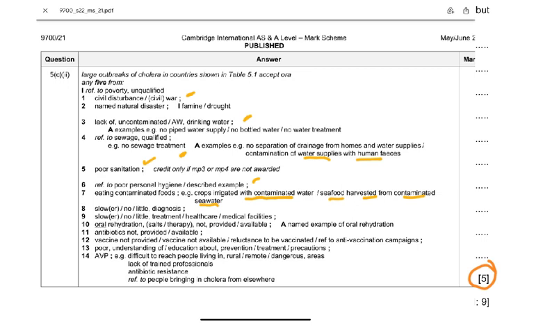then there is no or little treatment of healthcare and medical facilities, then oral rehydration salts are not provided or not available, antibiotics are not available, vaccine is not provided or the vaccine is not available, then poor understanding and education about the prevention and treatment, and difficult to reach the people in the rural areas, lack of trained professionals, antibiotic resistance, and people bringing in cholera from elsewhere.